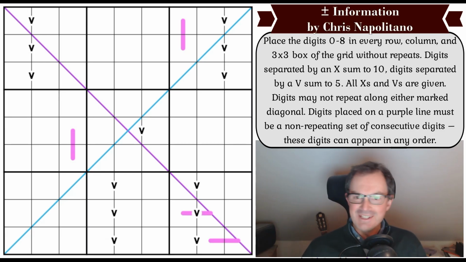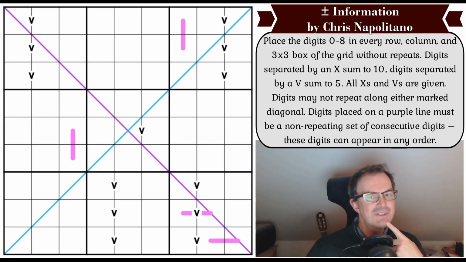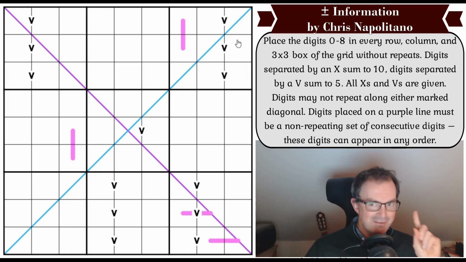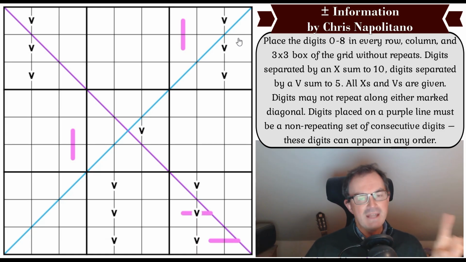Hello and welcome to tonight's edition of Cracking the Cryptic, where I think this is a debut on the channel, at least for me to solve, a puzzle by Chris Napolitano. This has been recommended to us a couple of times recently. It's called Plus Minus Information, and that is because, this is a beautiful looking grid, by the way. Absolutely beautiful. And it involves the digits 0 to 8. But it includes positive and negative information.